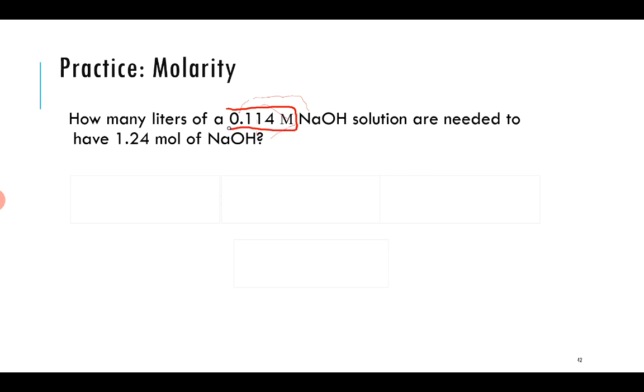Every time you see a molarity or other unit of concentration in a problem, you need to think to yourself, that must be a conversion factor. This means the definition of molarity, which is what the capital M is, is moles of solute per liter of solution. My solute in this case is NaOH, so that'd be moles of NaOH per liter of solution. That's the definition of the M.